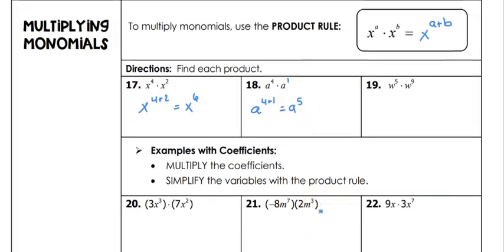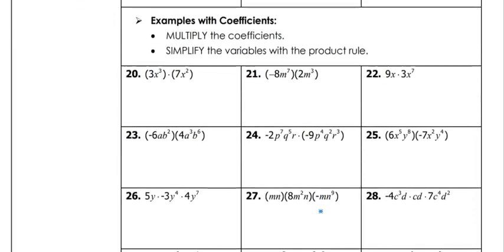Then when we throw in coefficients, remember the number in front of a variable is a coefficient. We multiply the coefficients like normal, and then we add the exponents. So here, 3x cubed times 7x squared. I'm going to multiply 3 times 7. That's going to give me 21. And then for the exponents, I'm going to add them together. So 3 plus 2 is 5. Multiply the coefficients, but add the exponents.